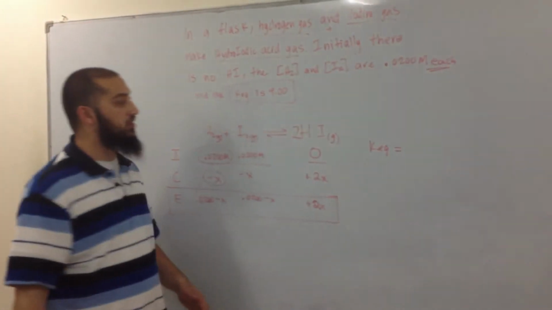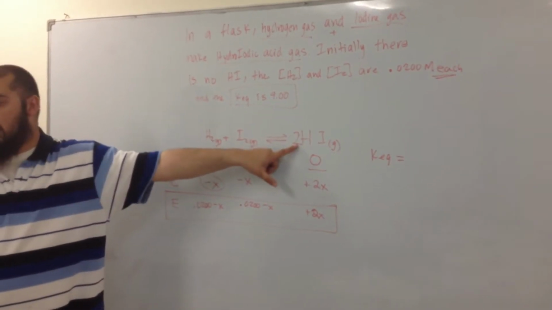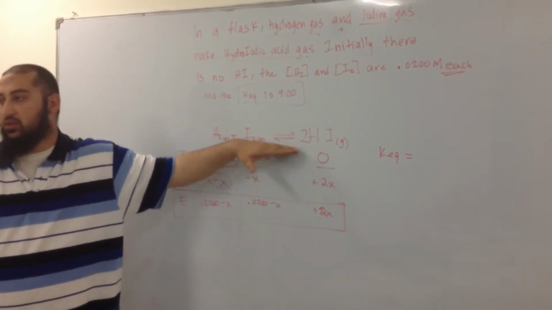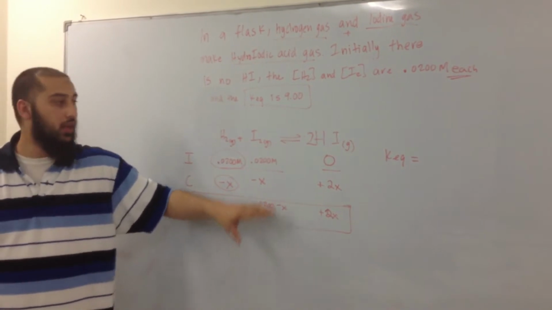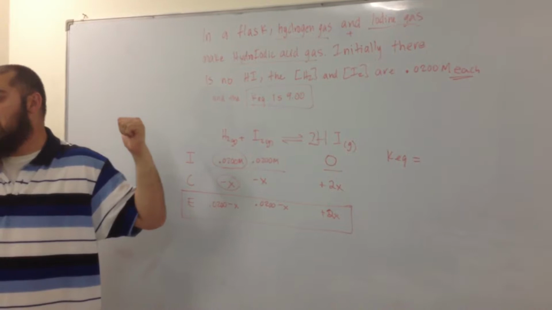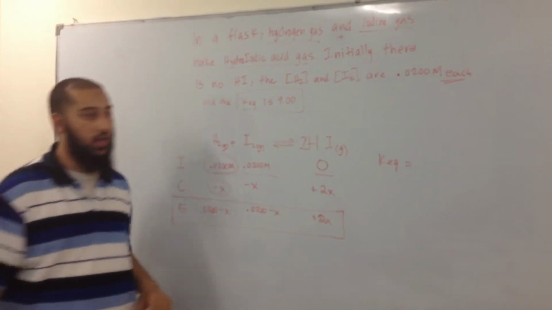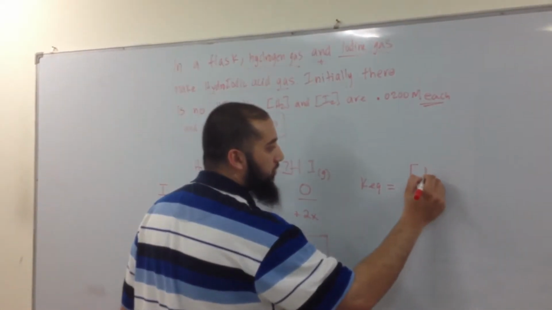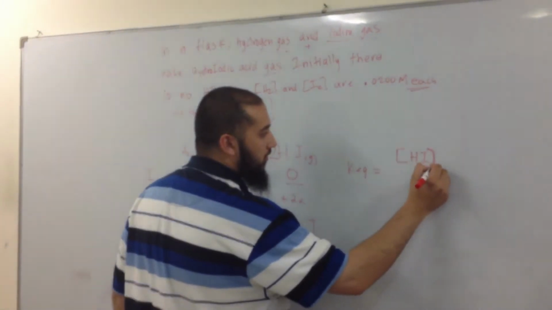So what are we going to have? What are our products? First we're going to do the atoms, and then we'll type in the numbers. So what's our product? HI, and it's a 2 coefficient. So what's the exponent? 2. Got it. So it's going to be hydroiodic acid squared.